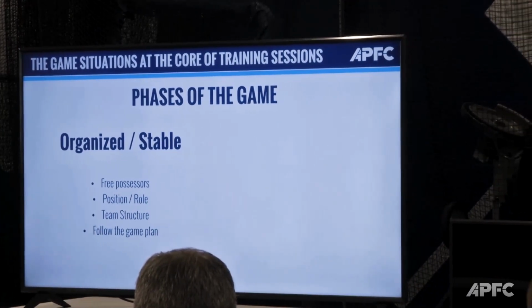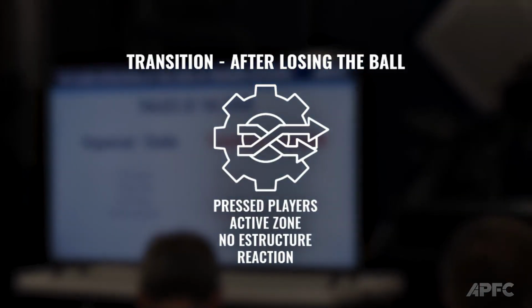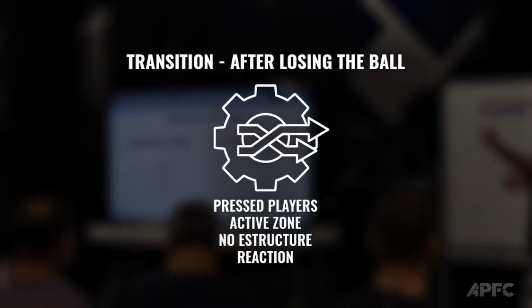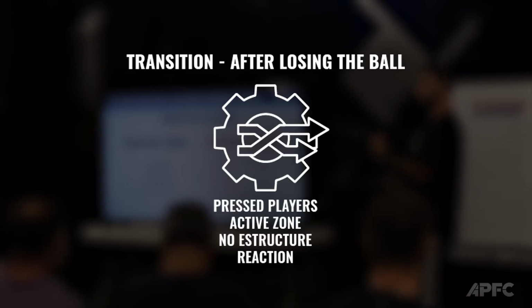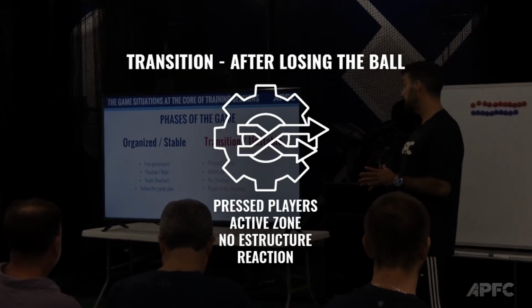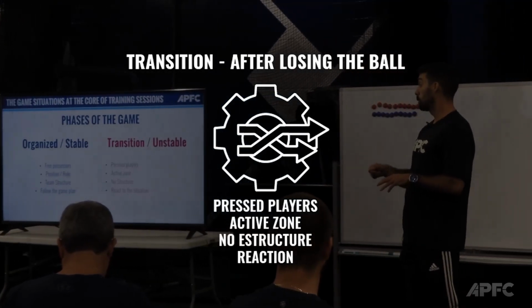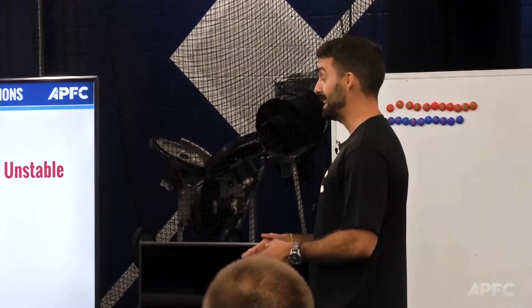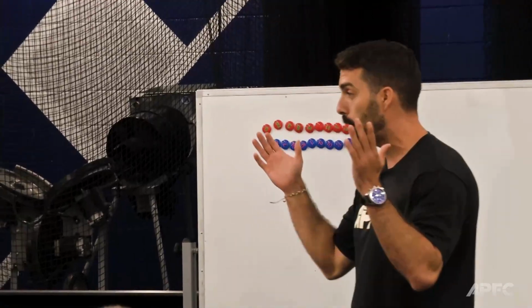And in transitions, we can recognize 2 situations. The first one is what we said. When we lose the ball or we recover the ball, and normally it happens because we have a lot of players over there, and we have players who press the ball because they want to regain the ball. And it happens in an active zone. It's not in a specific space in the field. It could happen anywhere.